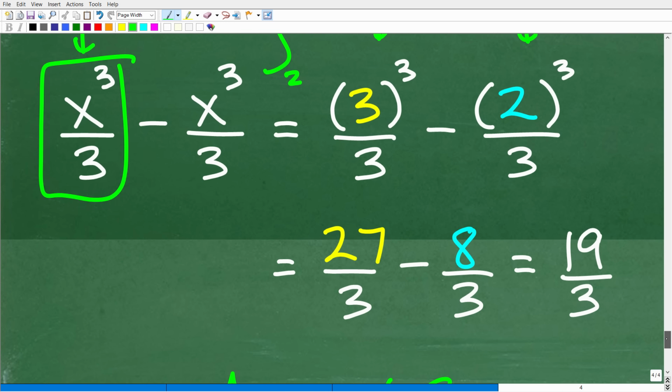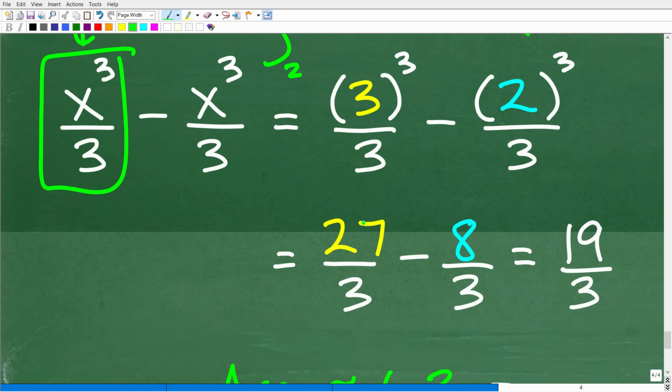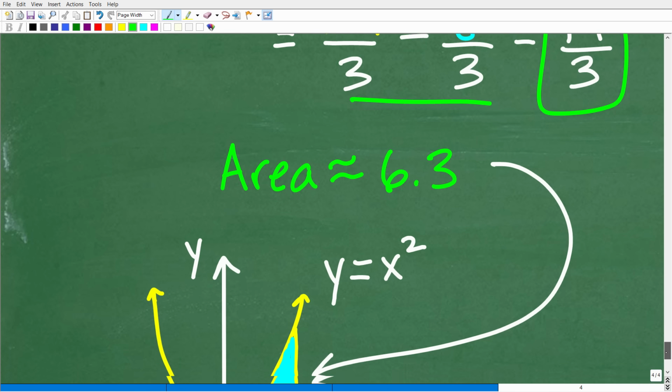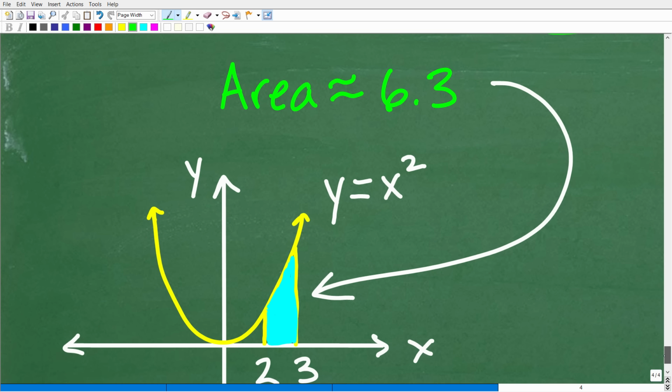So 3 cubed is what? That's 27, 3 times 3 times 3. So 27 over 3 minus 2 cubed, which is 8, 2 times 2 times 2, over 3. So when we do this simple fraction subtraction problem, we have 19 over 3, which is the answer. But if you take 19 and divide it by 3, effectively what you have is 6.3. And that is the answer.